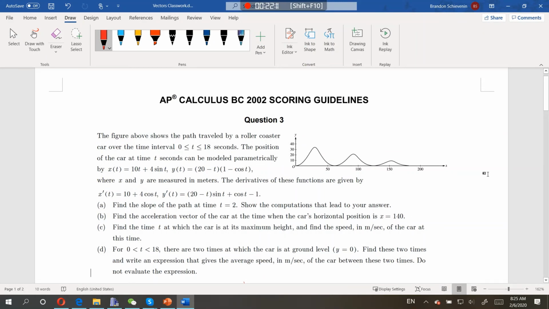Then we're told that we have 2 times where the car is at ground level. I want to find those 2 times and write an expression that gives the average speed between those 2 times. So what would I be looking for if I want to know when this is at ground level? Ground level. Oh, y equals 0. Okay, so we'll put those in.